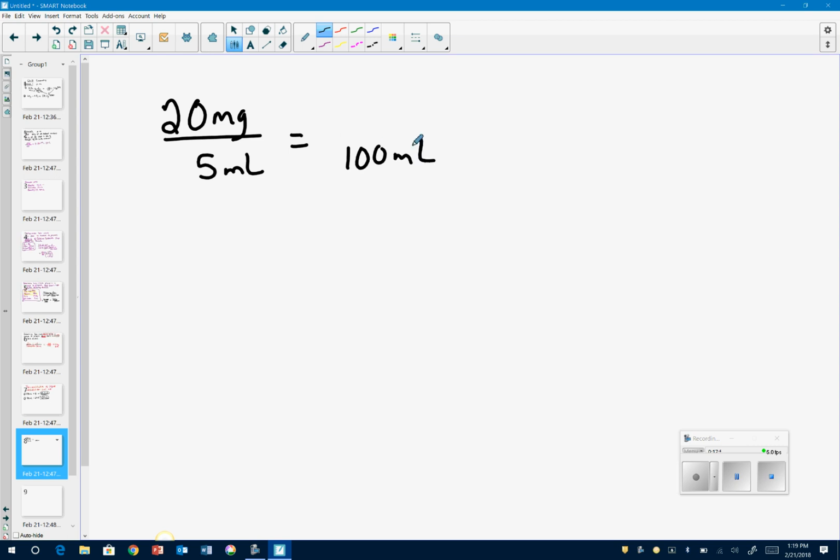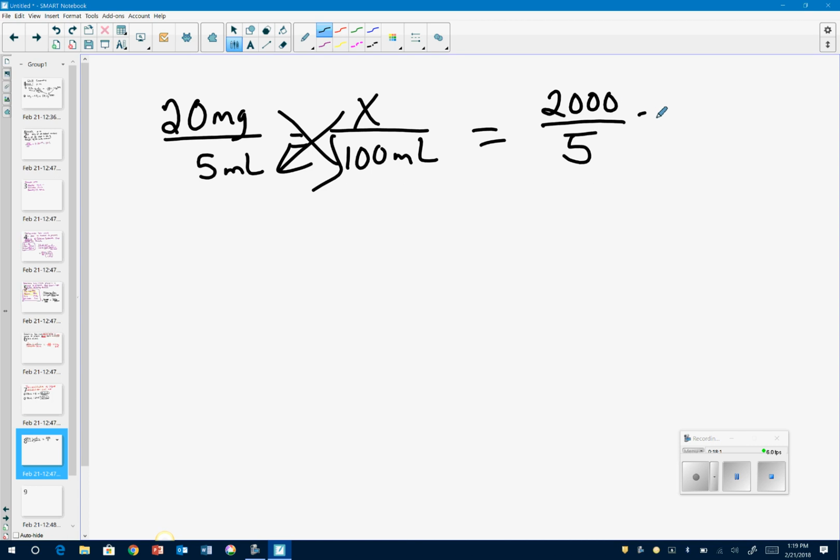I like to do everything in ratio proportion. The book is using a little bit different method, so use whichever one you like better. You have 5 milliliters down here, the total, then you have x, so cross multiply. Whatever you multiply the x by always goes on the bottom, so 5. 20 times 100 would be 2,000. Then you divide 2,000 by 5, and you get 400. So you're calculating that 400 milligrams of hydrocortisone is needed.